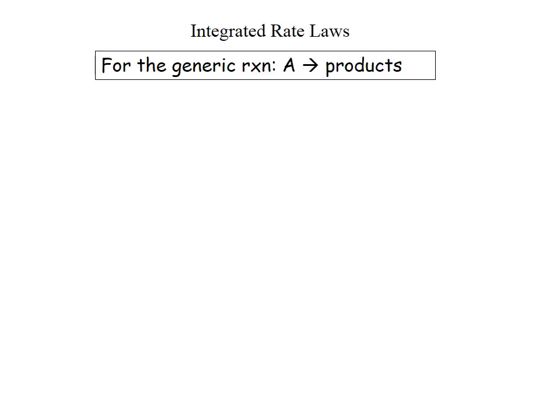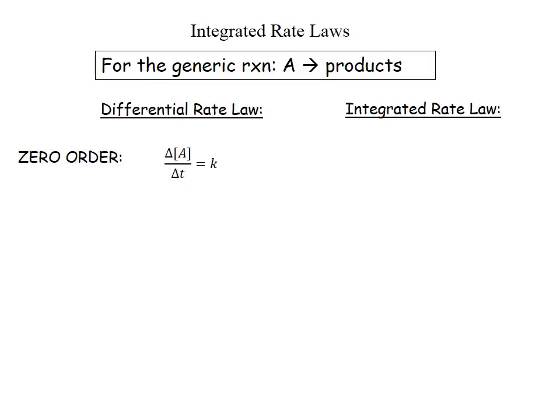So if we look at a generic reaction where we have a reactant A forming just general products, remember that the rate laws we've been looking at, the differential rate laws, shown on the left here, all describe how the rate varies with the initial concentration of reactant A. Now I've changed the word rate and made it delta A over delta t, but remember that's just another way of saying rate.